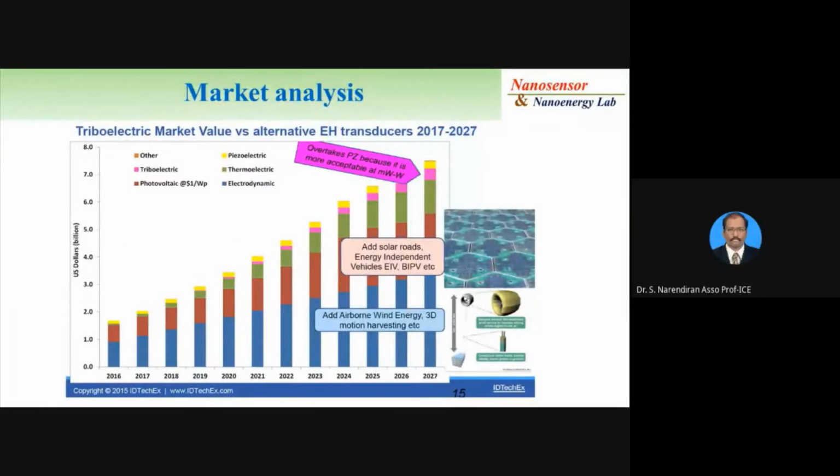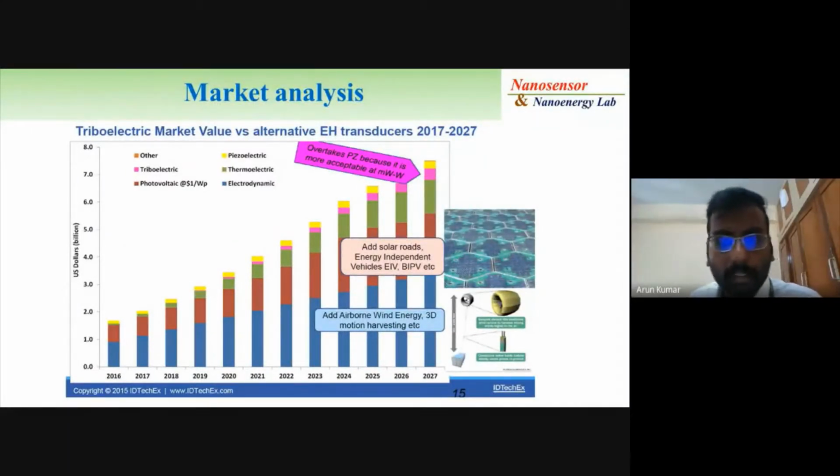Okay, by 2027 there is a chance of piezoelectric and triboelectric generators overtaking other renewable energy generators, like photovoltaics. There are some chances; the study shows it in such a way.